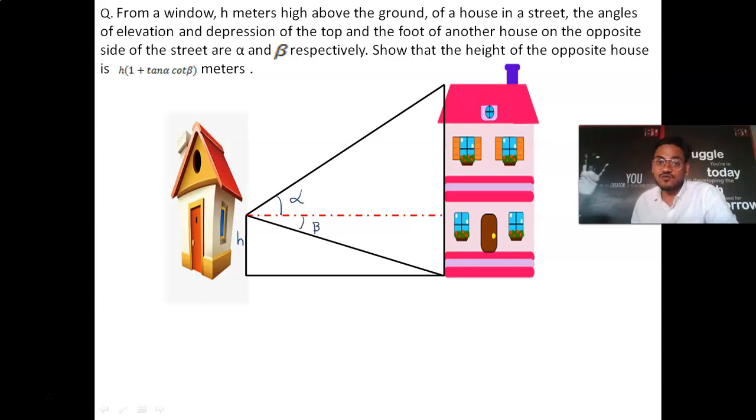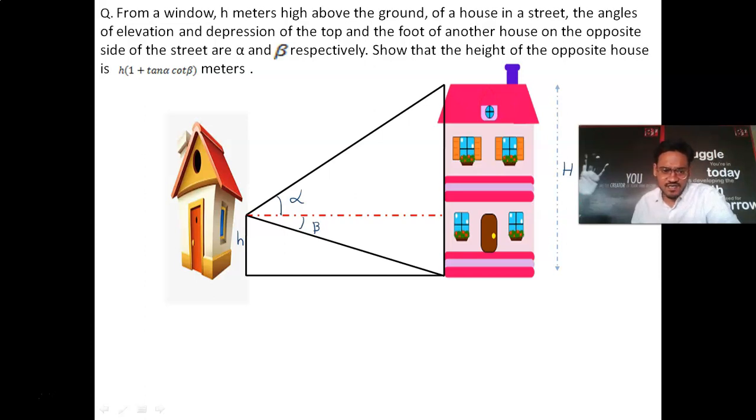We have to prove the height of the opposite house is this. Let me take the height of the opposite house, which is denoted by this blue line, as capital H. Now I have to find the expression for this capital H as small h (1 + tan alpha cot beta). Okay, now students, very simple.